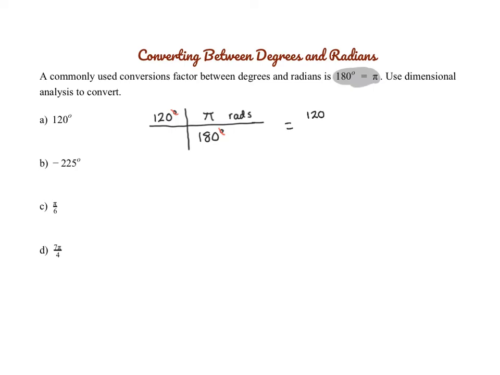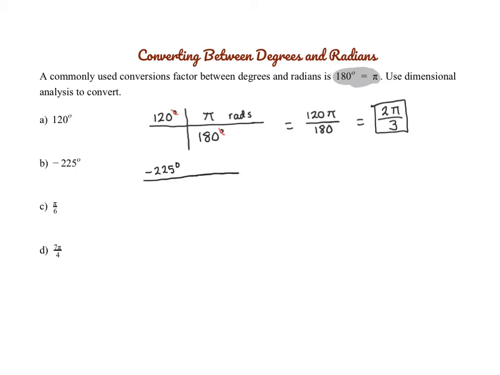So 120 times pi divided by 180. And then here we just simplify. So you can see that the zeros cancel out, and then we could actually divide both by 6. So this simplifies to 2 pi over 3. So there you go.